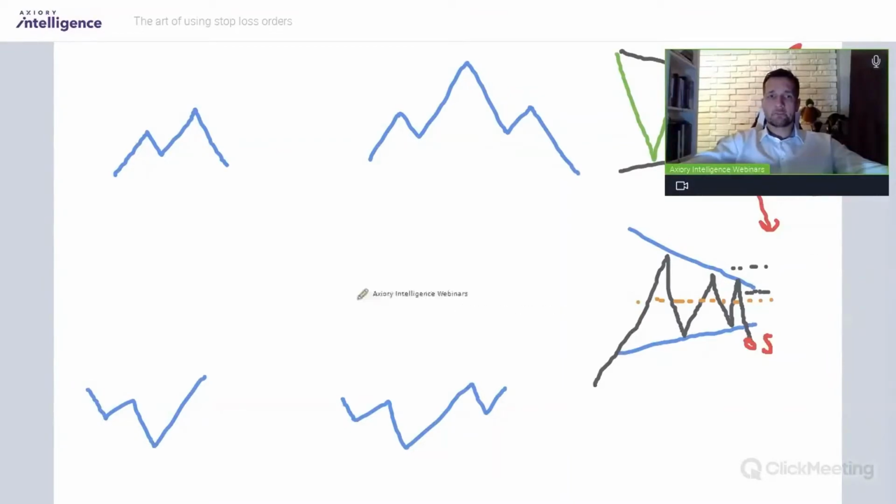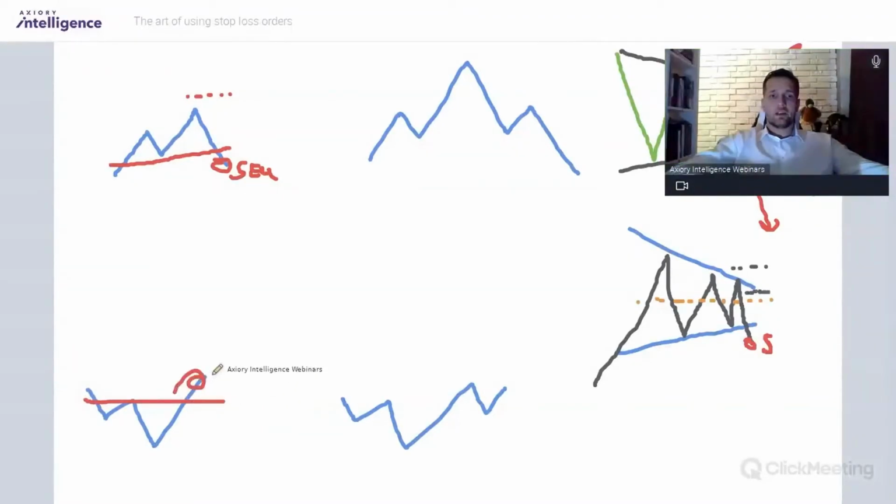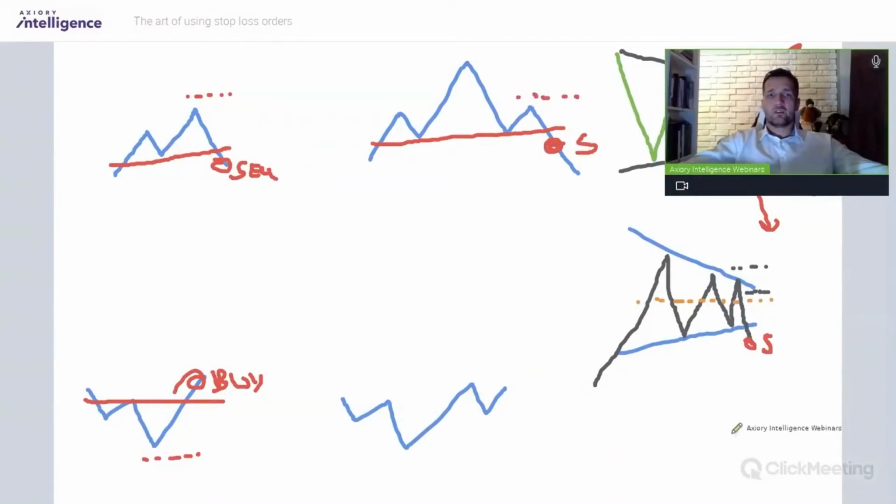Okay? Here, double top. That's a neckline. You sell here. Stop loss above the second top. Double bottom. You buy here. Stop loss below this top. Head and shoulder pattern. You sell breakout of the neckline, right? You remember. Stop loss before the right shoulder.